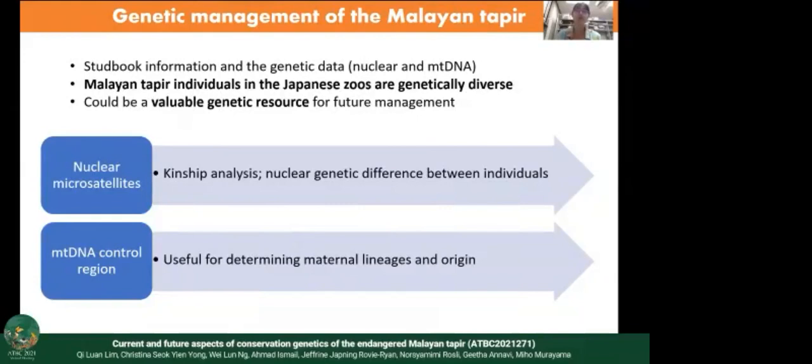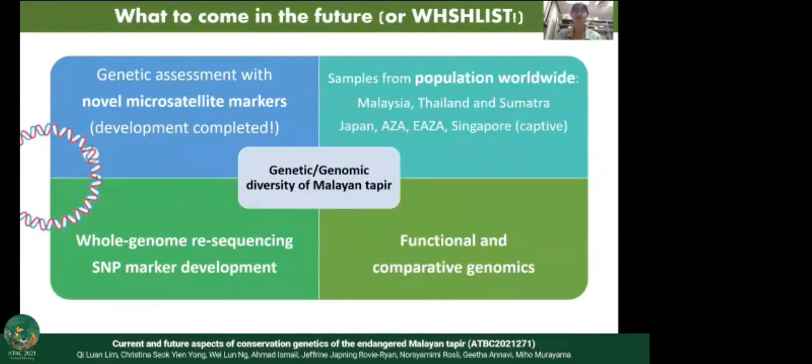In the future, we would like to further this research to include more markers and samples from populations worldwide and venture into the genomic realm to advance and fine-tune what we already know about the Malayan tapir's genetic diversity.